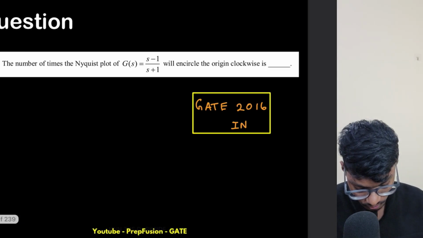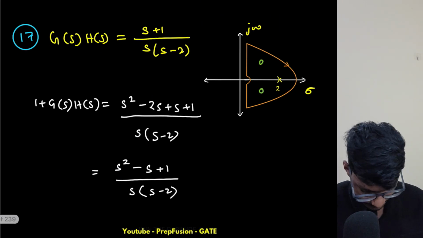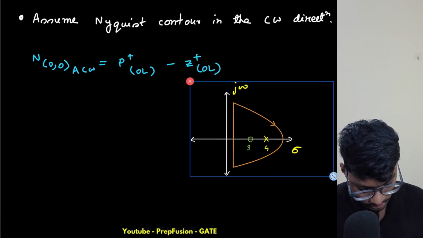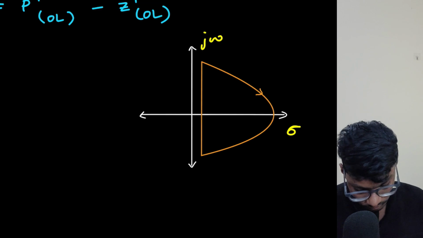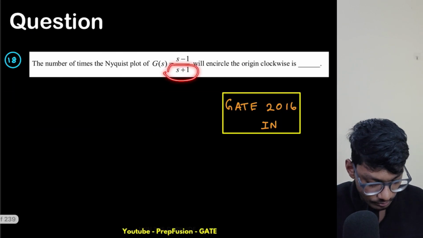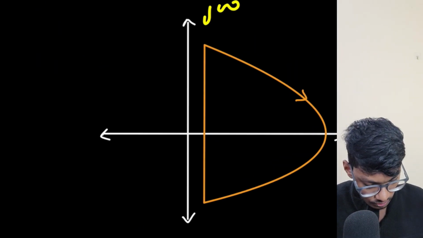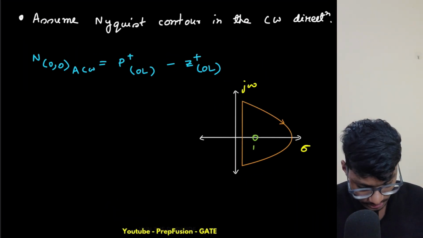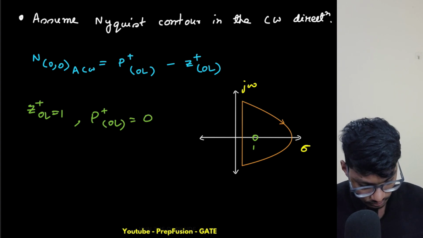So what is my P plus? My transfer function is like this. Let me copy the Nyquist contour again, the previous one. So again, this is the Nyquist contour, and I can see that I have a pole on the left hand side, and I have a zero at the right hand side. So if the zero is at the right hand side, my Z plus OL equals 1 and my P plus OL equals 0.